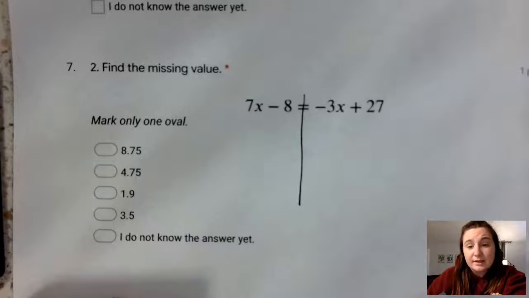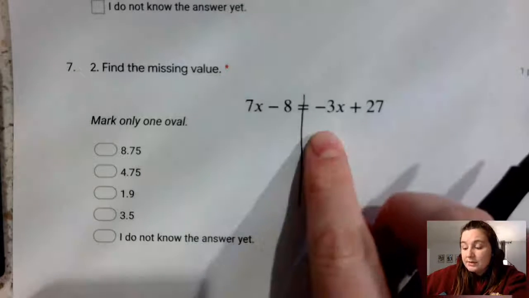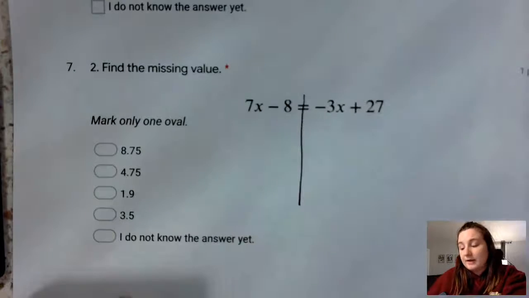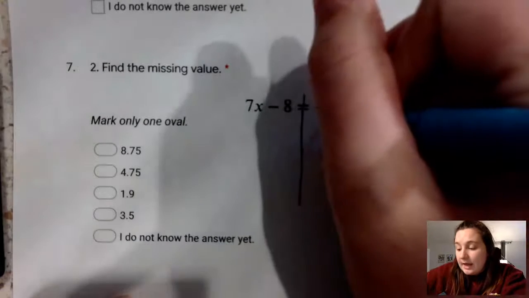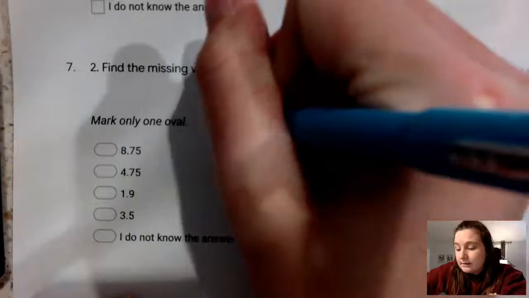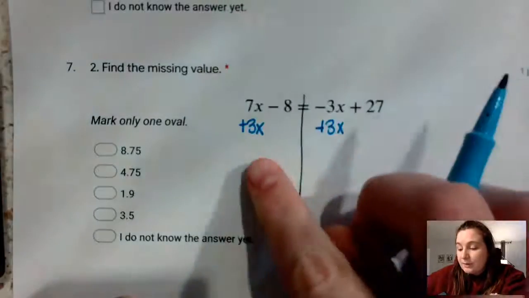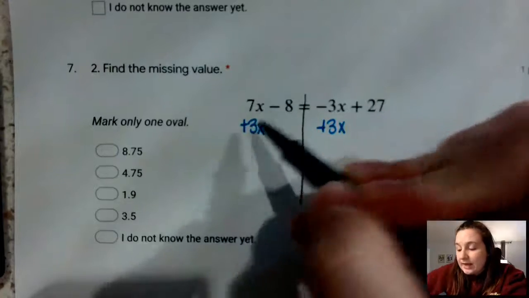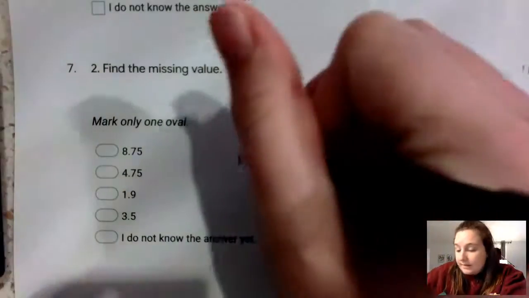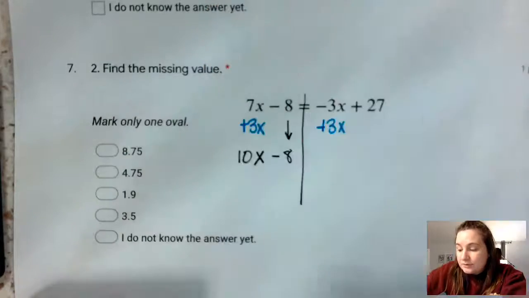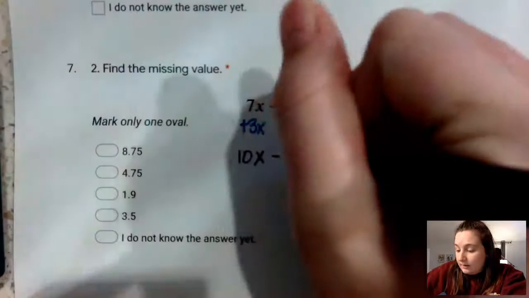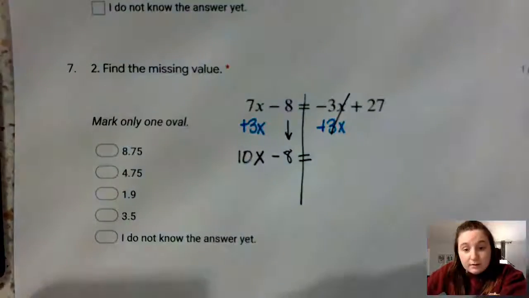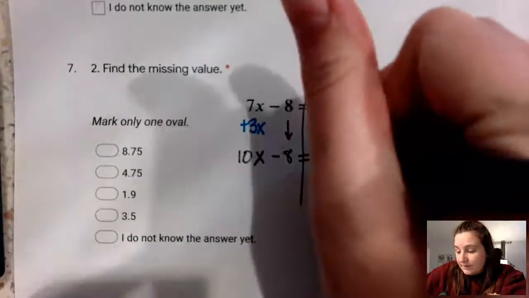I personally like to get rid of the negatives if I can. So I'm going to start by moving this minus 3x to the other side and adding 3x to both sides. And remember, you only add it to the like term. And so I have 7x plus 3x gives me 10x. I still have minus 8 that I didn't do anything with. Those are canceled, and I'm left with 27 on this side.